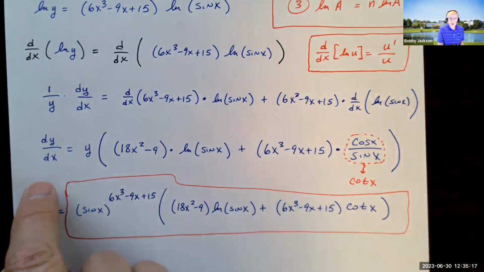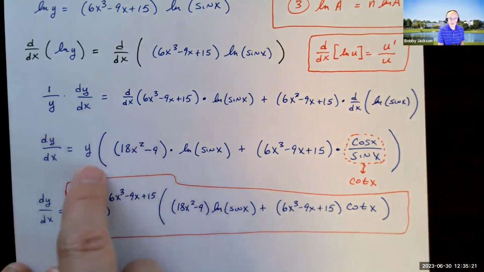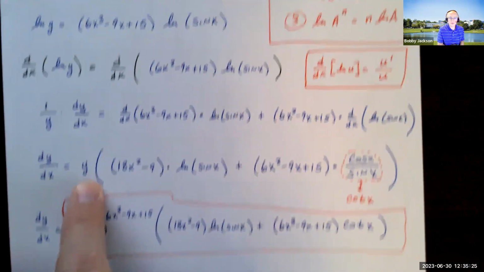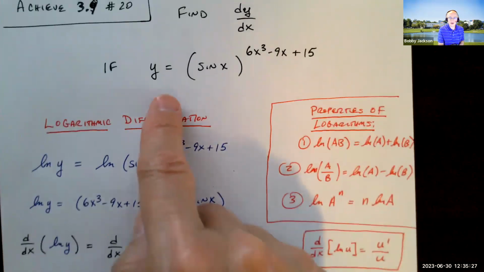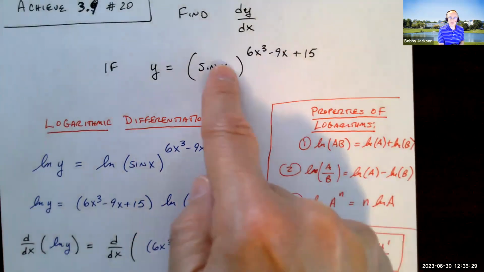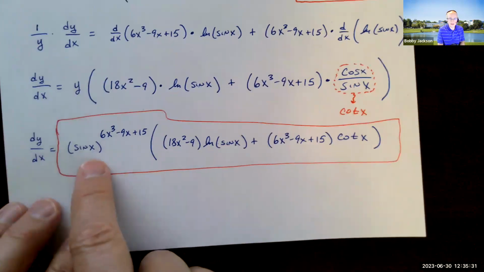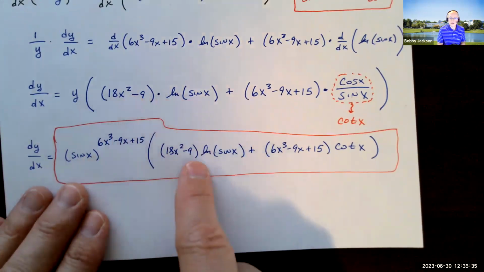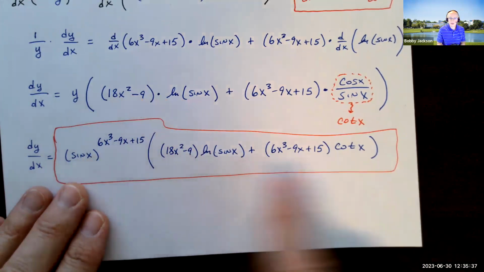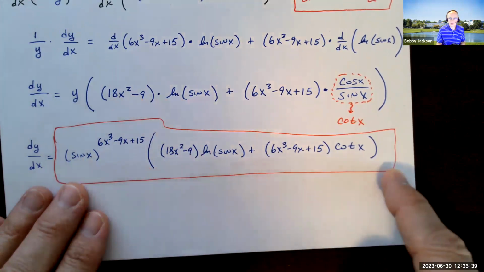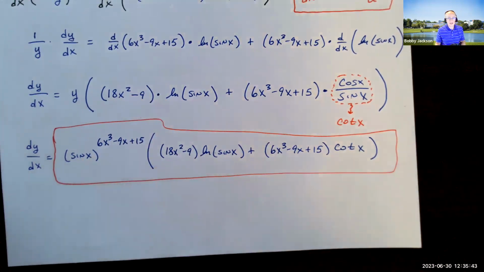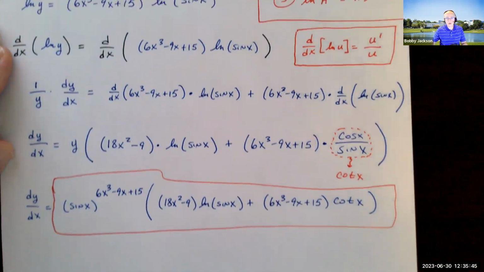So notice to solve for dy dx, I've multiplied both sides by y. And now I want to express this in terms of x. And so what is y? I'm just going to go all the way back here and just recopy all this stuff. Replace y with all that stuff, sine of x to that power, there's y, times, and then cleaning this up, this is what we have. So again, here's the derivative, not a whole lot more you can do to simplify a big ugly mess, but that's typical of logarithmic differentiation.